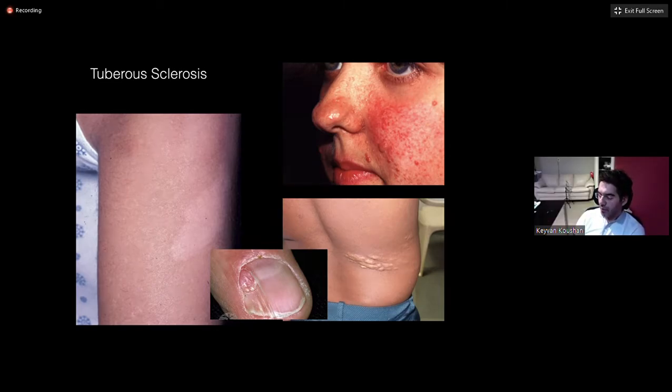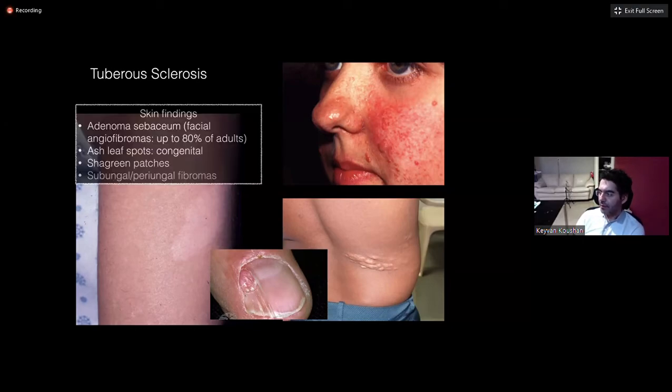And the one on the bottom right is the shagreen patch, right? And the one in the middle bottom is called ungual or periungual fibroma. You get these fibromas a lot, and around the nails you get these other tumors. I guess we reviewed all of them: adenoma sebaceum, ash leaf spot, shagreen patches, subungual fibroma, the systemic associations with tuberous sclerosis. From your end, you're looking for the astrocytic hamartoma, like in this picture, right?